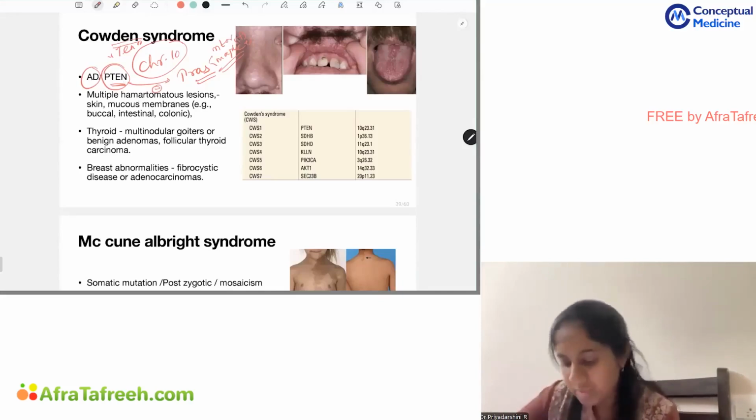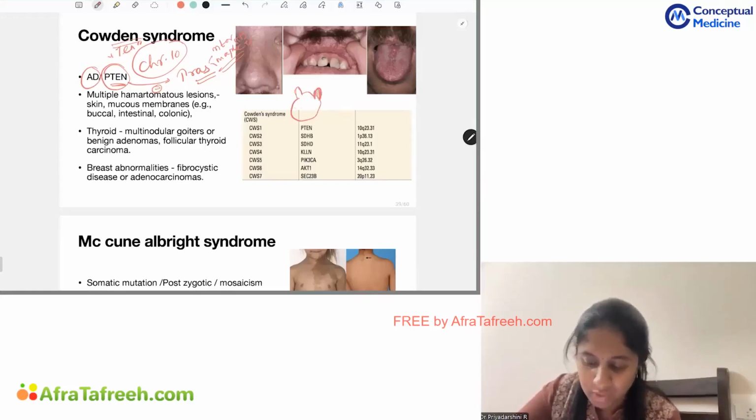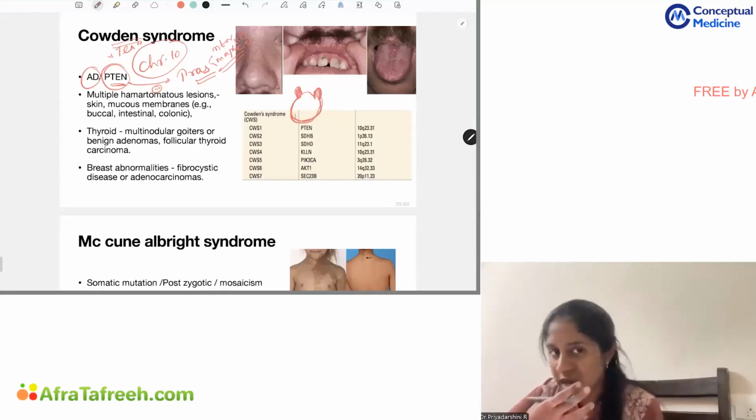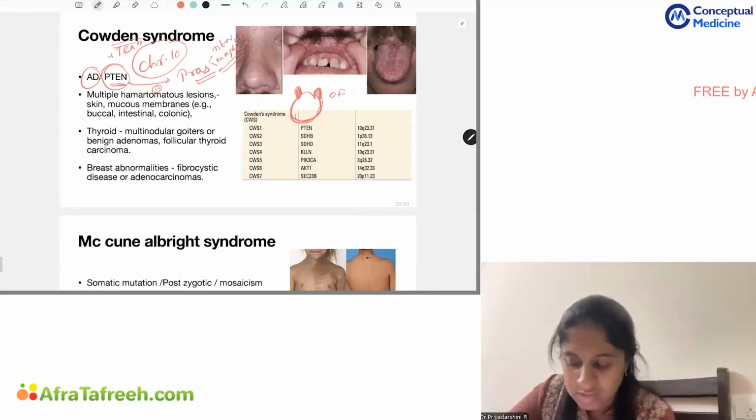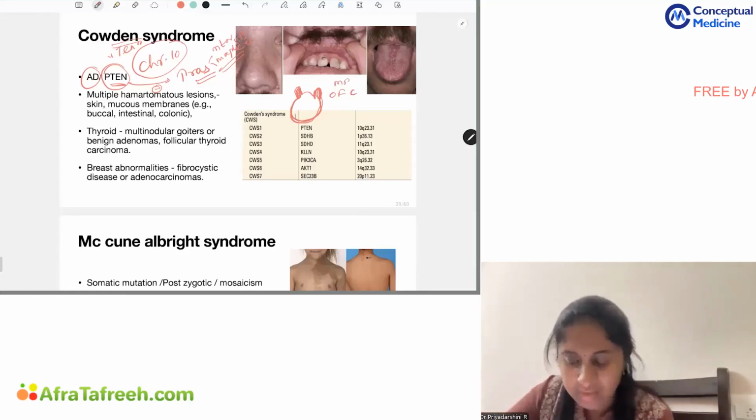So for Cowden syndrome, I usually remember a cow. How to draw a cow? It will have a big head, right? So it will have 2 ears. So I remember hamartomas for the 2 ears. Big head, so macrocephaly. A large jaw would be there. So osteitis fibrosa cystica. And the cow will have a very low IQ, so they will have mental retardation.